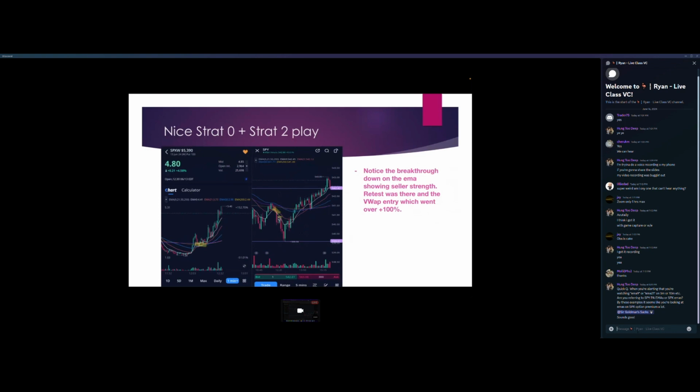There's two highlights here. The EMA was touching, so you did get the retest and the VWAP entry, which went over 100%. So you get the break, you get the break.